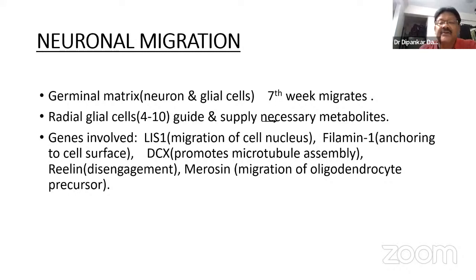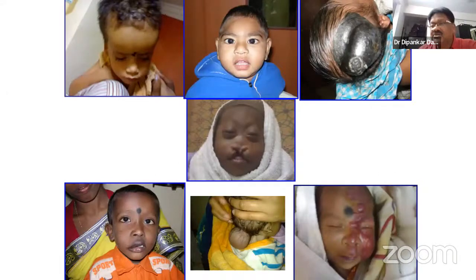This germinal matrix, you can see, migrates in the 7th week. I'm not going into the details of these genetic things like LIS1, DCX, filamin, merosin. These are common genes which are incriminated in this process, and defective genetic consequences of these can give rise to malformations.